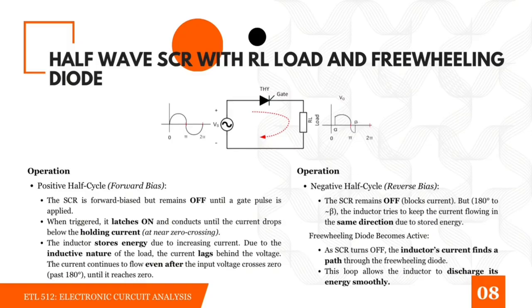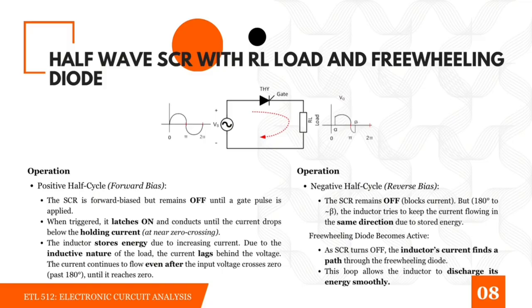When we move into the negative half cycle, the SCR turns off right at the zero crossing or slightly before, due to the natural current fall. However, the inductor still has stored energy, and it tries to maintain the same direction of current flow. Without a diode, this energy could cause a sudden voltage spike, but here, the freewheeling diode provides a safe alternate path. The diode becomes forward biased and allows the current to circulate in a closed loop through the load and inductor, bypassing the SCR entirely.